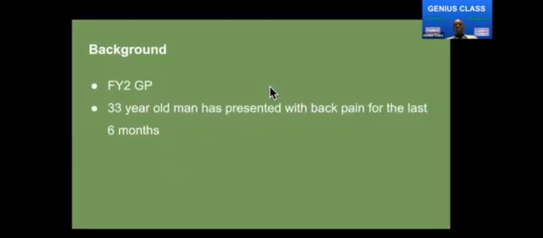a back pain. He has had back pain for the last 6 months. The pain is worse in the morning, and he does experience morning stiffness. He works as a bus driver.